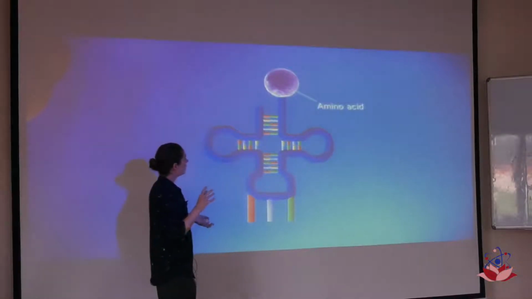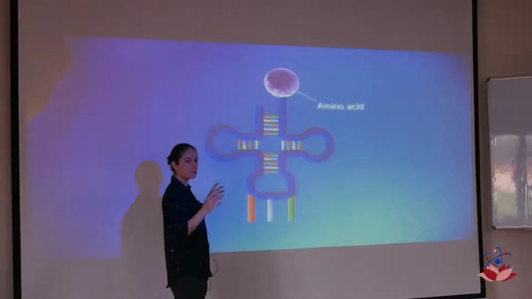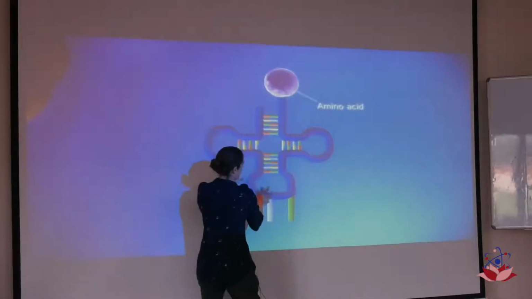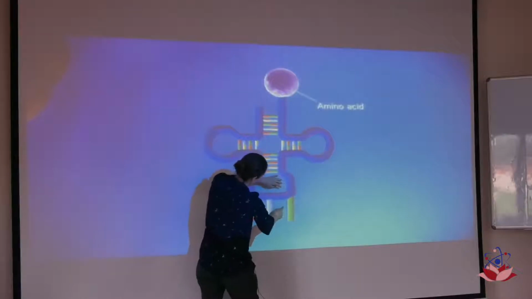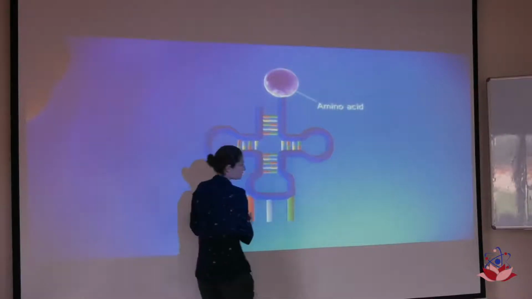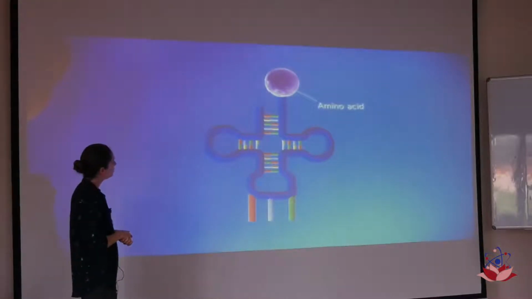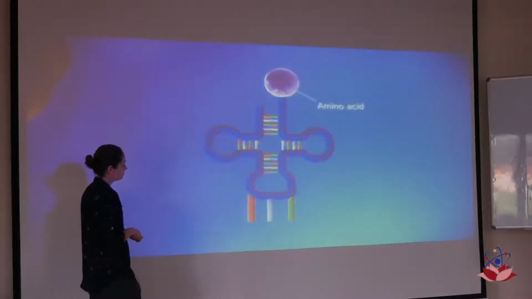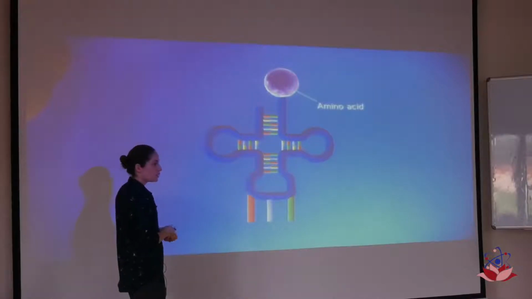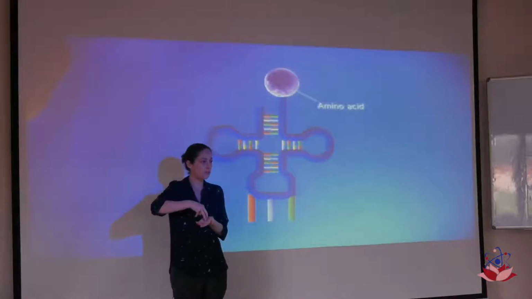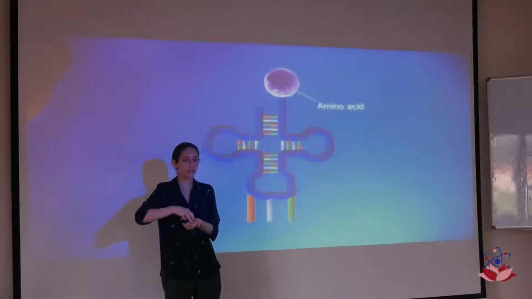And the way that the ribosome knows which amino acid to add is it attaches the amino acid to an RNA molecule that's folded up and has at its bottom three bases exposed. We'll see that these three bases line up with three of the right bases on the messenger RNA.